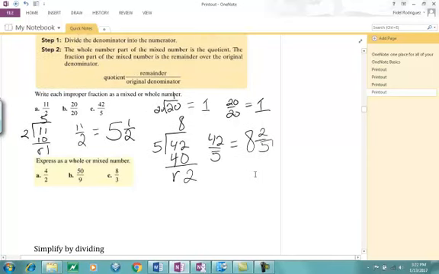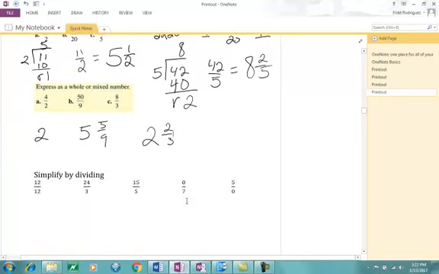I'll give you a moment to try these next 3 here. For the first one, you should just get 2. For part B, you should end up with 5 and 5 over 9. And for C, you should end up with 2 2/3.